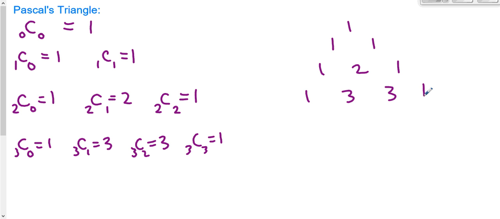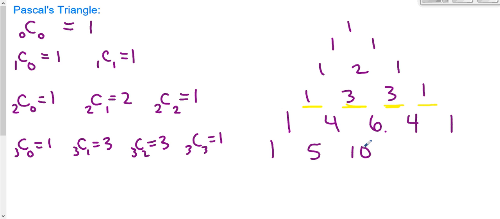So every row starts with a 1 and ends with a 1. And then what you do is you add the two numbers above to get the next number. So 1 plus 3 would give you 4, and then 3 plus 3 would give you 6, and then 3 plus 1 would give you 4. And notice the symmetry. You're always going to have the same numbers coming back down the other side. So the next row would be 1, and then 1 plus 4 is 5, 4 plus 6 is 10, 6 plus 4 is 10, 4 plus 1 is 5, end with a 1, and so on and so on.